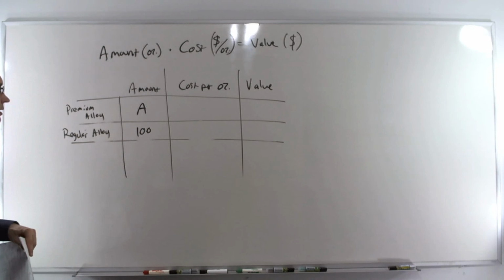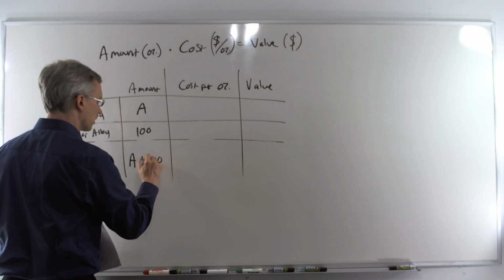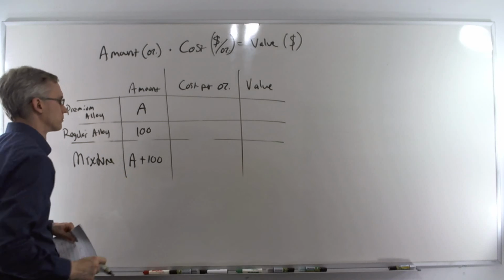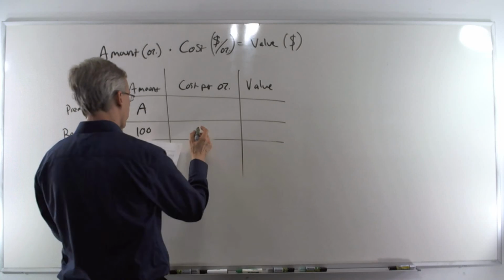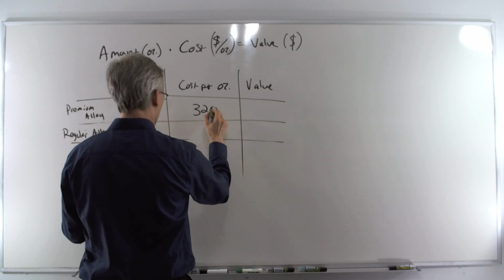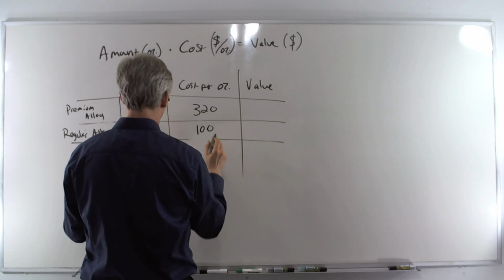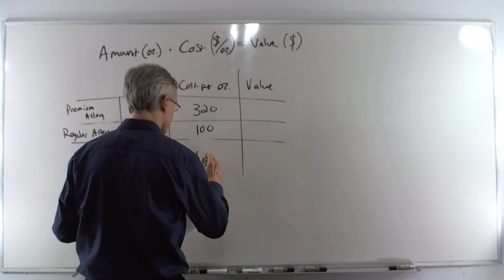And we're going to combine them. So A plus 100 is the amount of mixture. Now the cost per ounce: we have 320 for the premium alloy, and we have 100 for the regular alloy, and the mixture, we want that to cost 160.